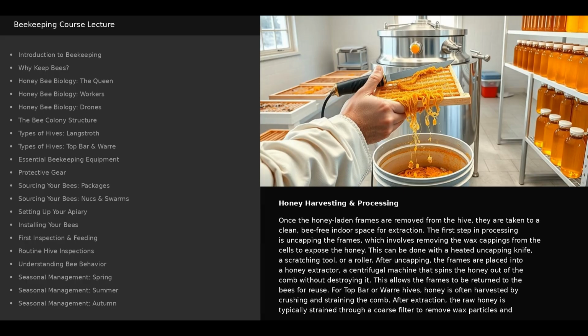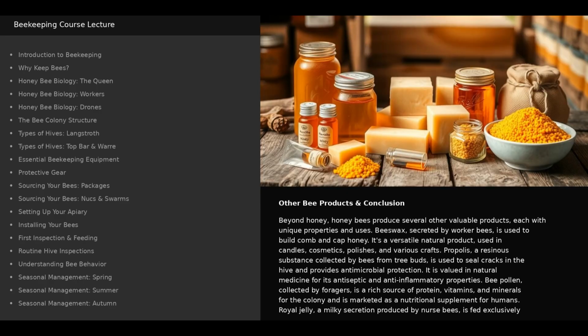After extraction, the raw honey is typically strained through a coarse filter to remove wax particles and other debris. It is then allowed to settle for a few days to let air bubbles rise to the surface before being bottled. Proper harvesting and processing techniques ensure you obtain high-quality, pure honey while maintaining the health and integrity of your bee colonies. Other bee products and conclusion.